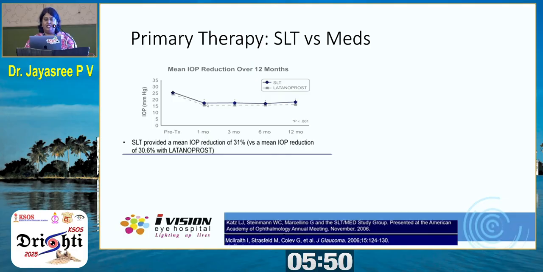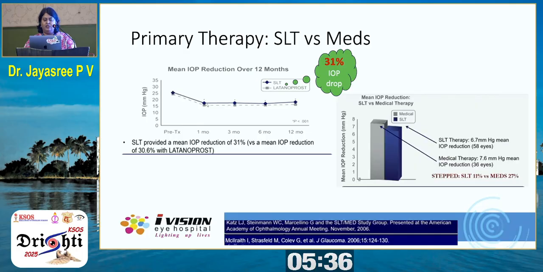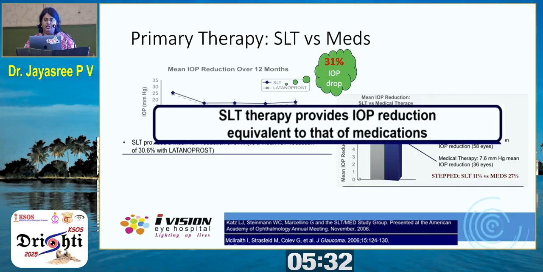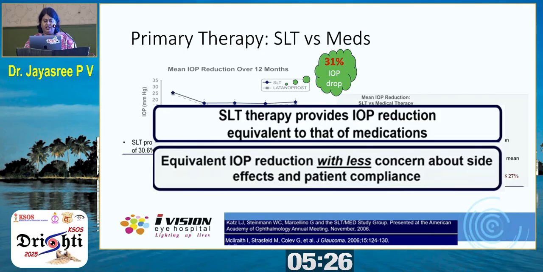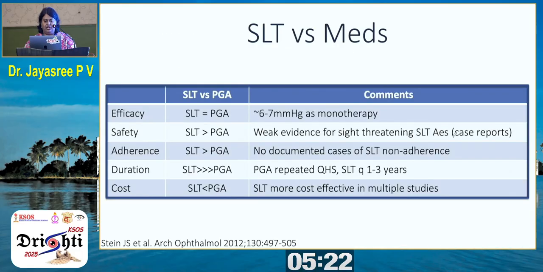Other studies have shown that selective laser trabeculoplasty is good as a primary therapy. Earlier it was proven that there was IOP reduction with the initial SLT, a 31% IOP reduction. How was it performing against anti-glaucoma medications? It was performing equivalent to other medications, especially the PGA, which was studied along with it. An additional advantage was that there was no need for compliance, and the side effects were not there.